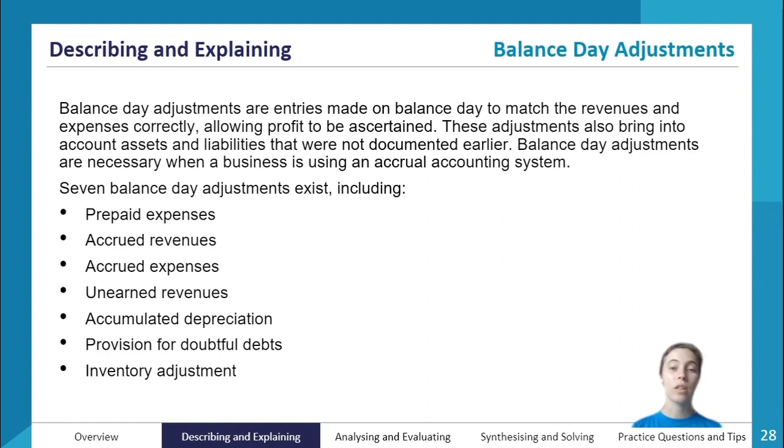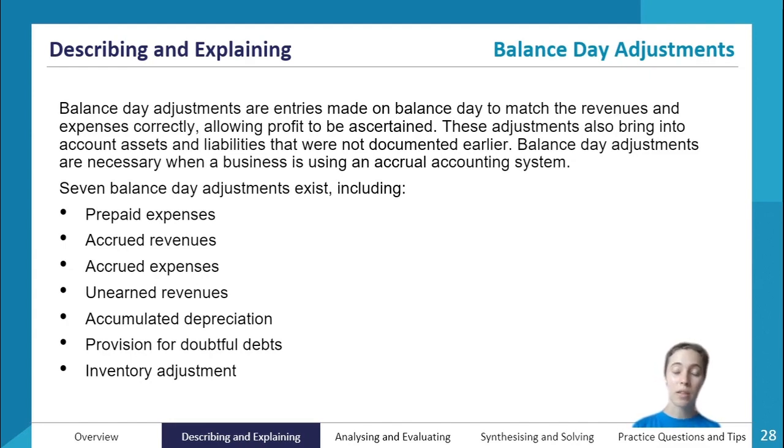So these are entries that are made on balance day, the 30th of June at the end of the financial year, to match the revenues and expenses correctly, which allows the profit to be found. These adjustments also bring into account assets and liabilities that were not documented earlier in the financial year. And so these are all necessary when the business is using an accrual accounting system.